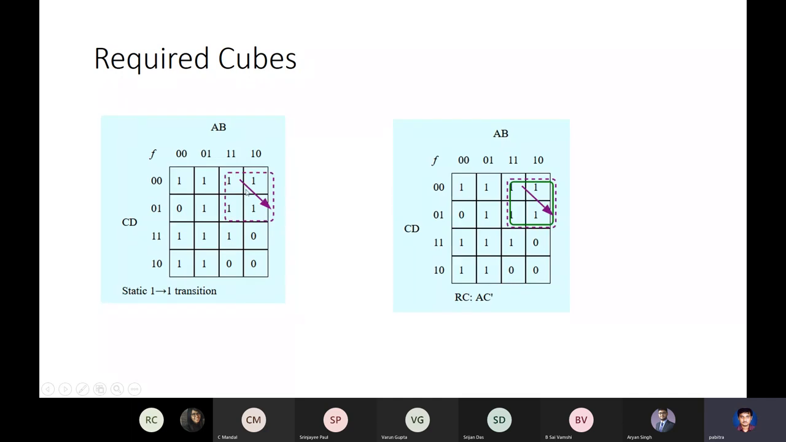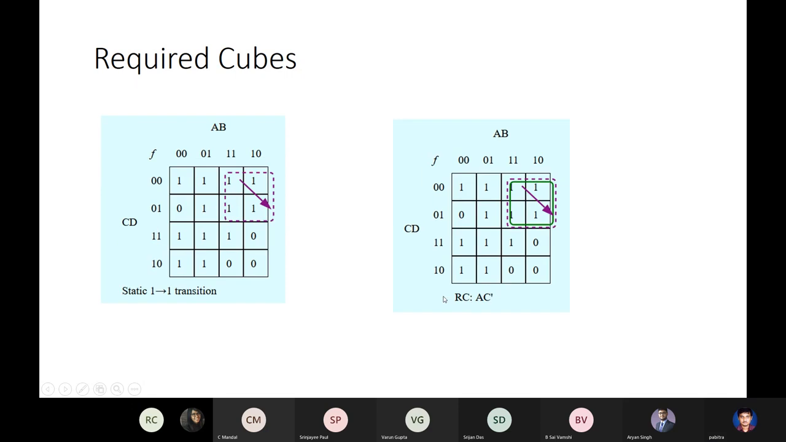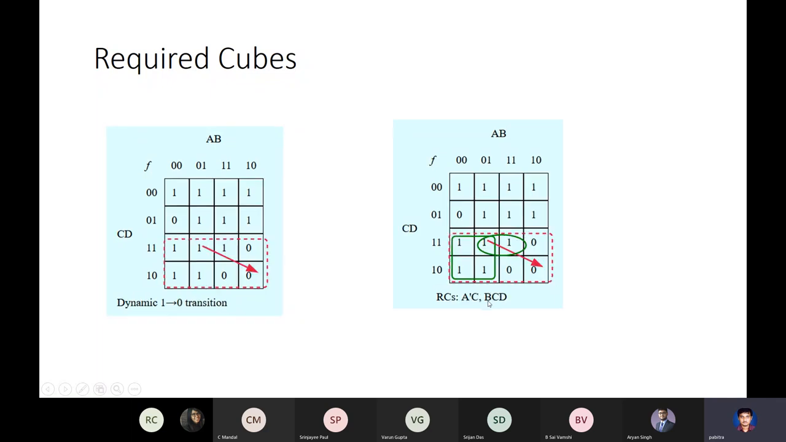Similarly, for this transition, note that I am not covering both, because this is 1-0, 1-0. This is not to be covered. These 1-1s are to be covered. Here there are 1-1, 1-1, 1-1, 1-1. Both paths have this. So the required cube here will be the entire transition cube, which is A C prime.